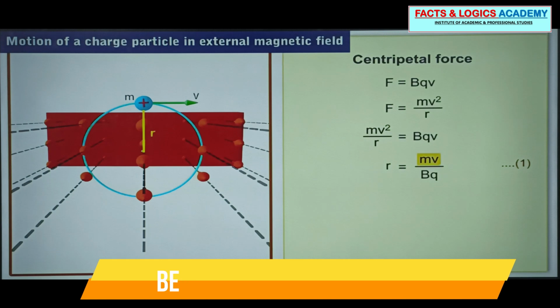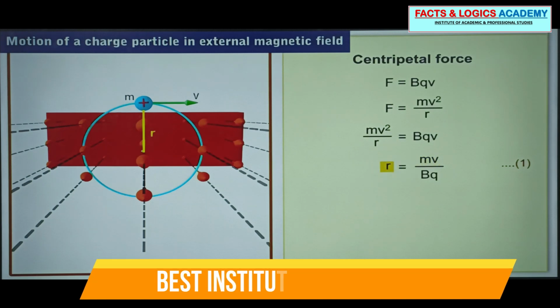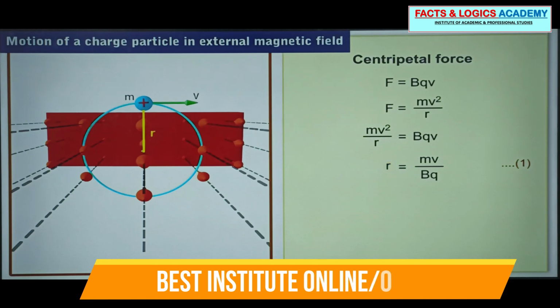When the momentum mv of the particle increases, the radius of its circular path also increases accordingly, as B and Q are constant. Hence, the radius of the circular path of the charged particle moving in an external uniform magnetic field is directly proportional to the momentum of the charged particle.